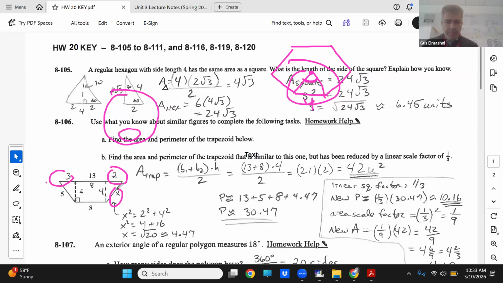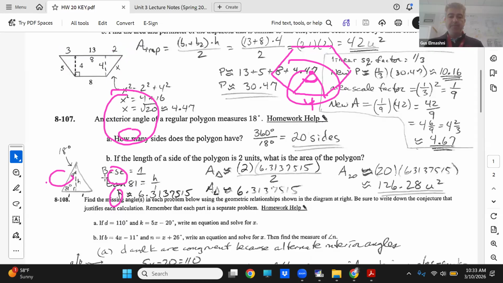And this says here, find the area and perimeter of a trapezoid that is similar, but reduced by 1/3. Great. Reduce the perimeter by 1/3. But the area you don't reduce by 1/3. How do you reduce the area? Remember, what's the scale? If the scale factor is 1/3, what's the ratio of the areas? What do you do to the scale factor to get 1/9? Right, you have to square it. Correct. So the area scale factor becomes 1/9, and so the new area is 42/9. So just so we're aware.